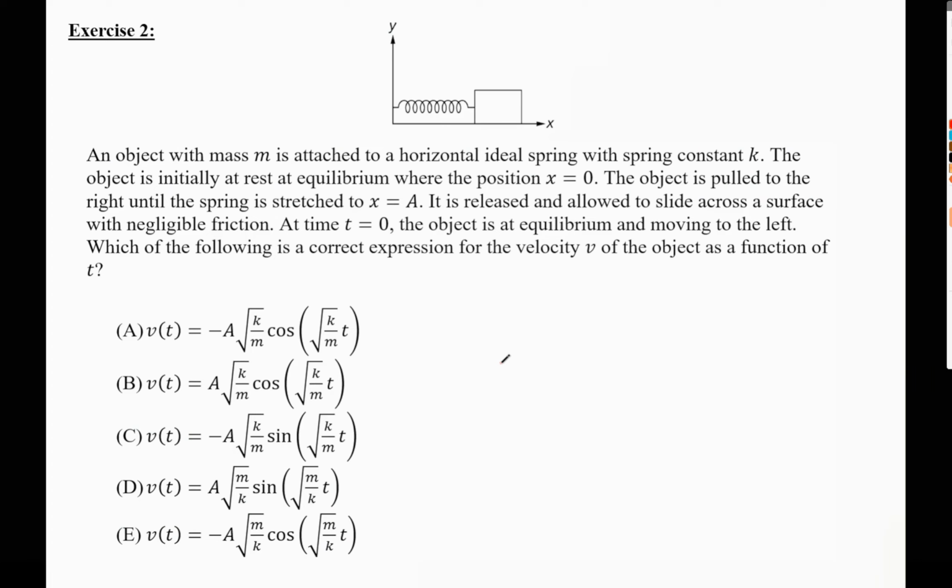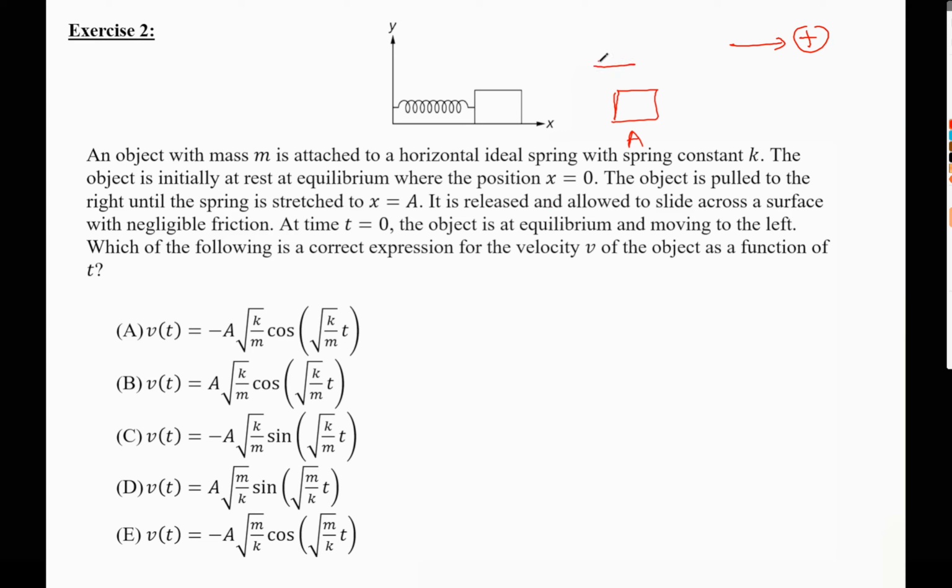Now an object with mass m is attached to a horizontal ideal spring with a spring constant k. The object is initially at rest at equilibrium where the position x is 0. The object is pulled to the right. Now this is very important. The initial conditions are always important, so the object is now pulled to the right, and we're assuming the positive direction is to the right, stretched by an amplitude a. It is released and allowed to slide across a surface with negligible friction.